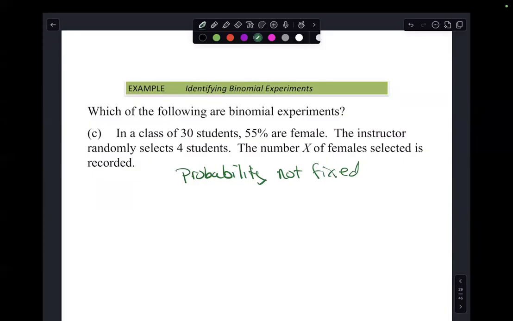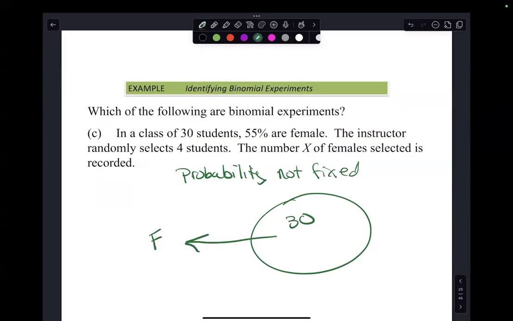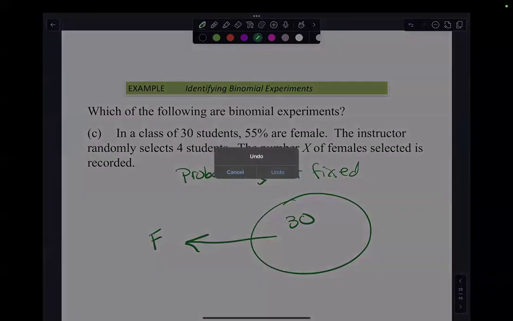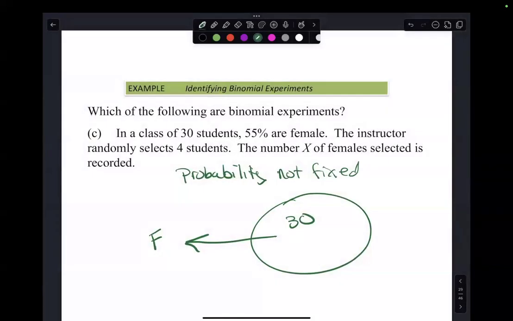So when he takes one student out, let's say here's my 30 students, this is my 30. He takes one student out, it's a female, okay? So 0.55 times 30 is 16 and a half females, well, that's weird. Let's say there were 17 females in there. Now, out of 29 students, there were 17 females. Now I have 16 females in there. So 16 divided by 29. See? I do see now.